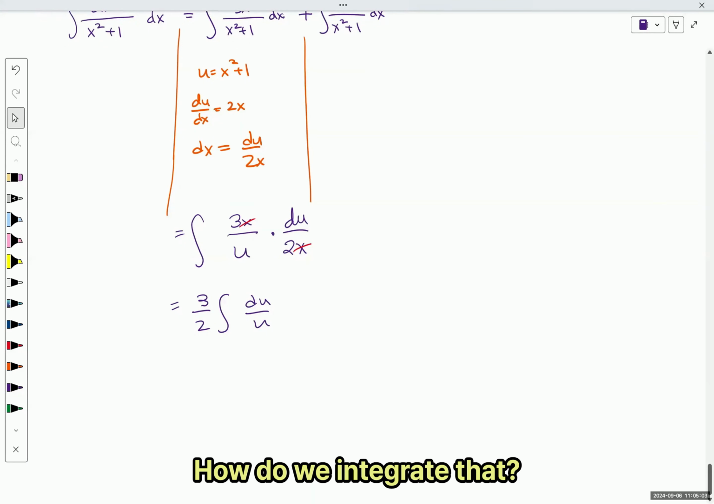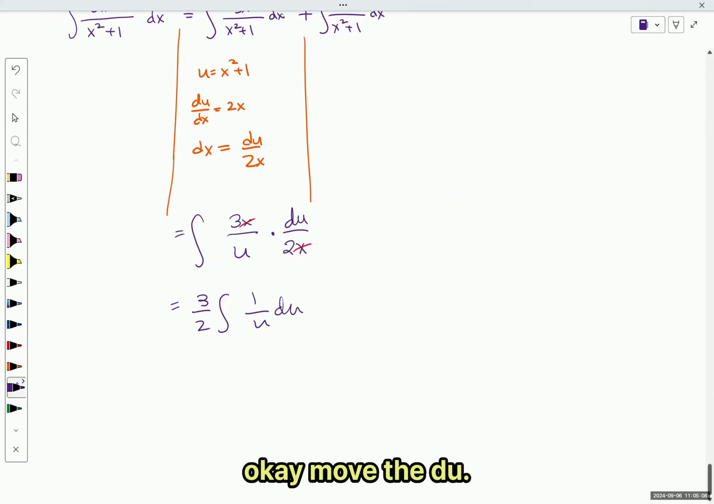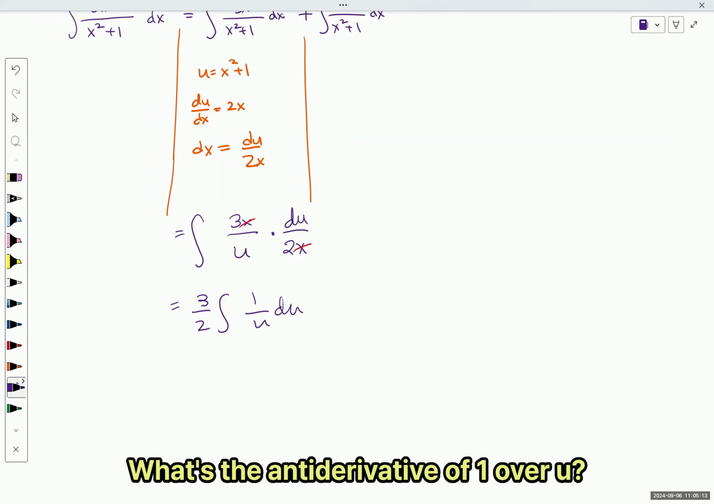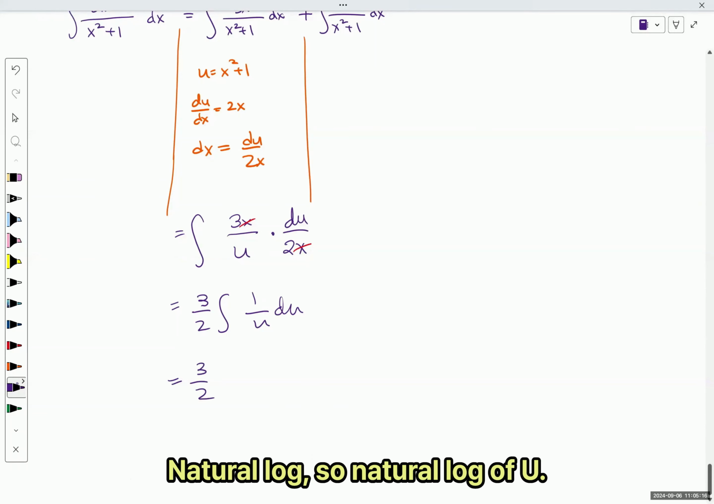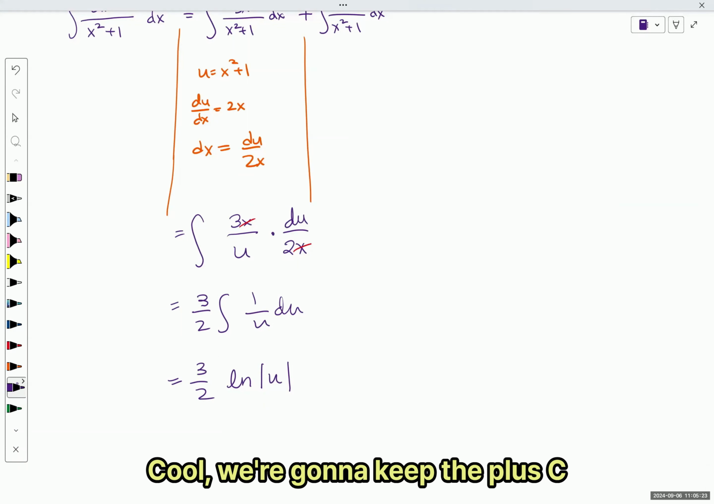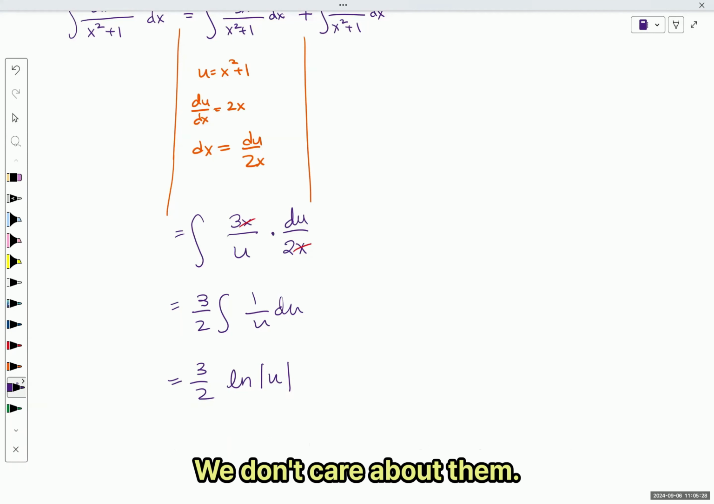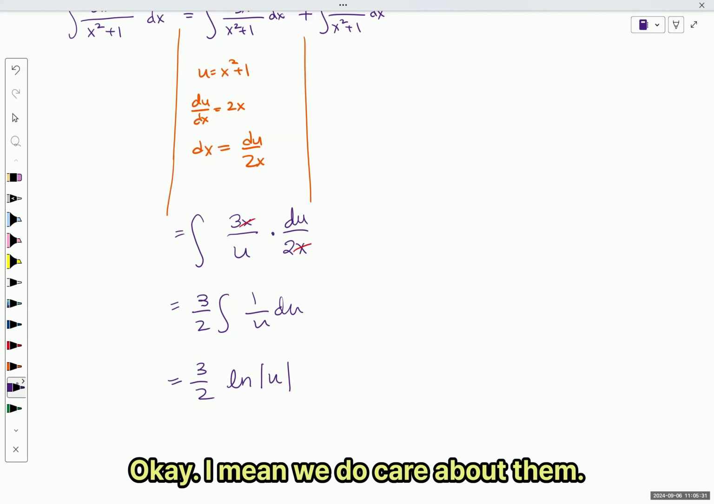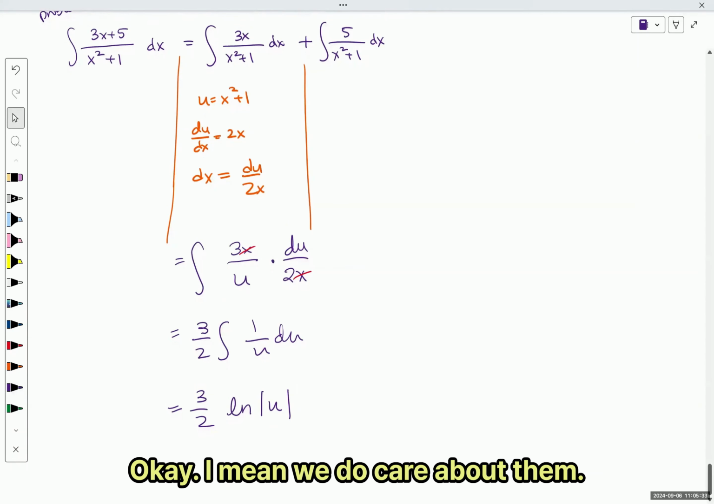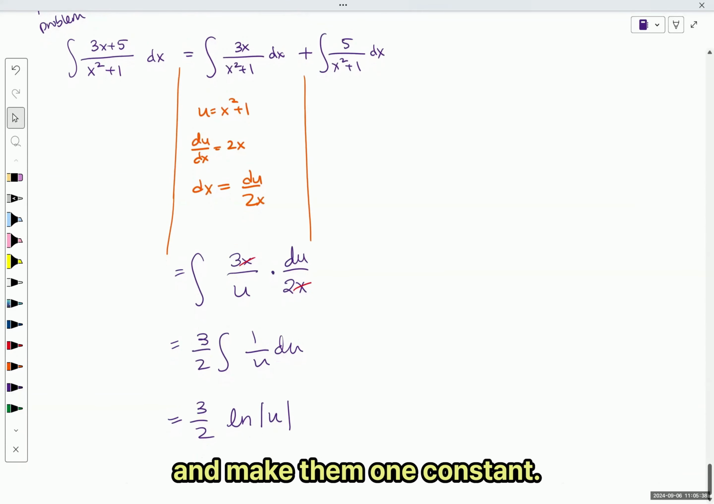How do we integrate that? And if you don't like it like that, move the du. How do we integrate that? What's the antiderivative of 1 over u? Natural log. So natural log of u. Okay. Are we good so far? Cool. We're going to keep the plus c until the very end because we don't want two plus c's. They're constants. We just throw them on the end. We do care about them, but we don't have to have two separate constants when we're integrating. We just add them together and make them one constant.